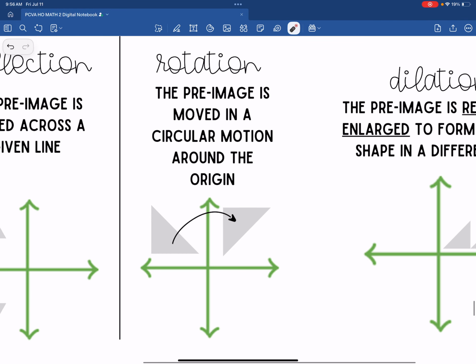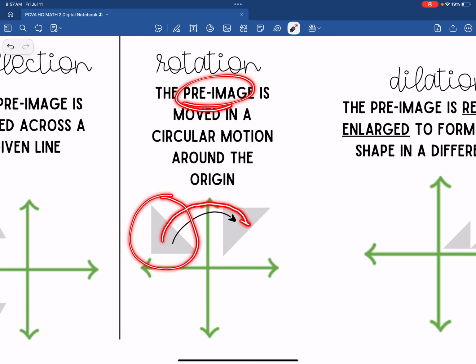Then we have a rotation. A rotation means that it is going to rotate in a circular motion, and a lot of times it's going to rotate around the origin. That's not always exactly what will happen, especially in other rotations, but for the most part, it's going to rotate around the origin. Think about it rotating like a car wheel. So if it's rotating, this is going to rotate this way, okay? So again, my pre-image is my original, and then it did a rotation, and this is where it wound up.